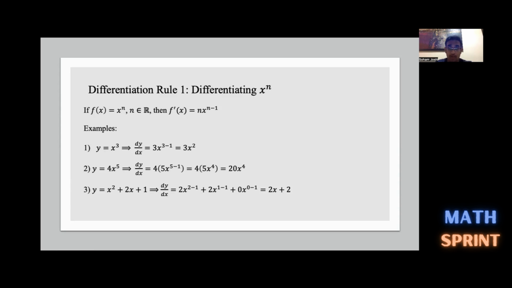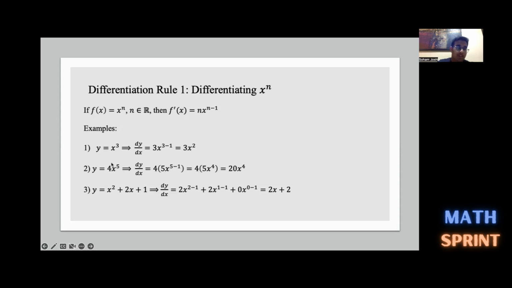Now, rule number one, differentiating x to the power of n gets n times x to the power of n minus 1. So let's solve some problems over here. The first one, y is equal to x cubed. Now let's apply this first rule. The 3 becomes the coefficient of the derivative function, and 3 minus 1 is equal to 2. So the new degree of x becomes 2. So we finally get dy by dx, which is equal to 3x squared.